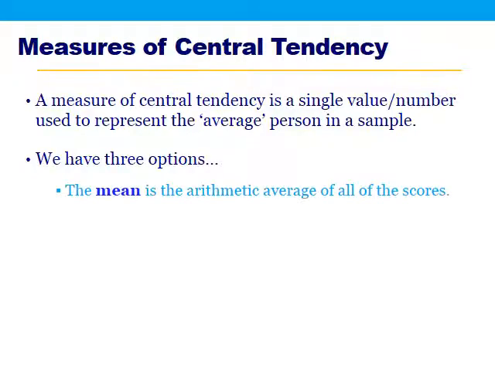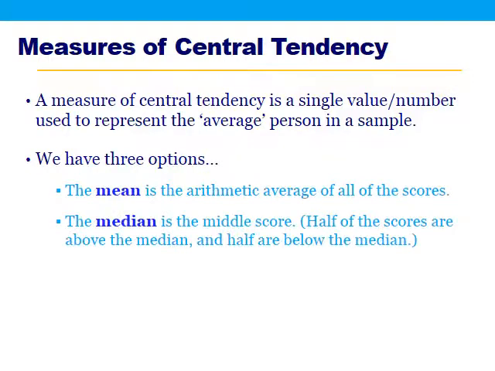The first one is called the mean. The mean is probably what you think of when you hear the word average, because the mean is the arithmetic average of all the scores. We take all the scores, we add them up, we divide by the number of scores, and that gets us the mean.